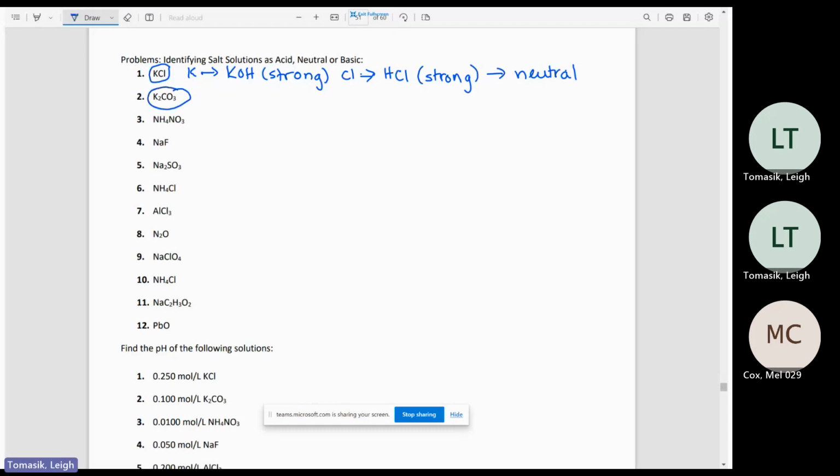In our second problem, our K is the same letter. It came from KOH, which is on our strong bases list. Then we have CO3, which comes from H2CO3, and that is a weak acid. It's not on our strong acids list. So this is going to be basic. Strong base, weak acid, going to be basic.